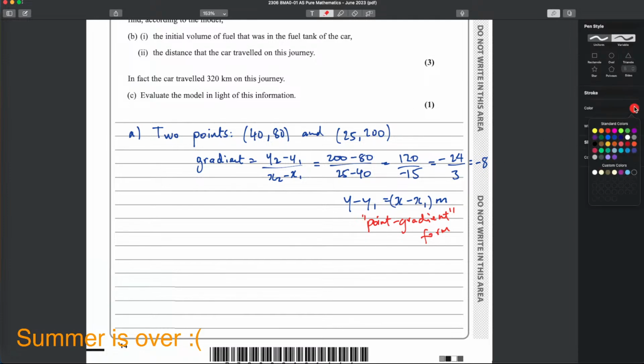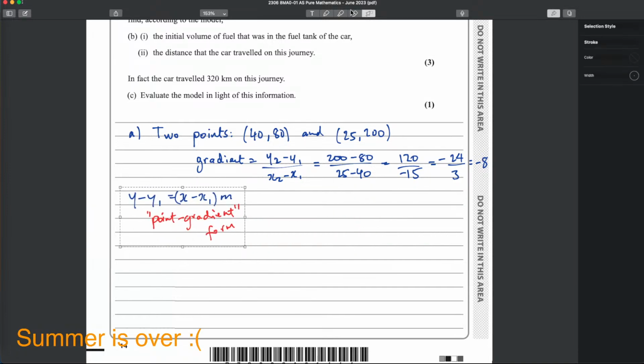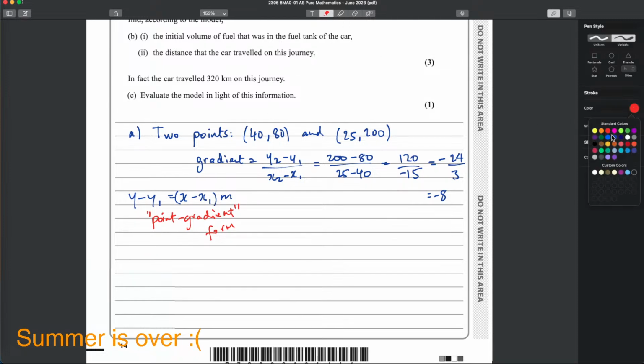So we have m now, which is -8. And we're going to use the point gradient form. So then you write the equation with any point. Either of these points is fine. Let's use the smaller one because the numbers are smaller. So y take 80 equals x take 40 multiplied by the gradient, which is -8. This is going to give us the equation of the line.